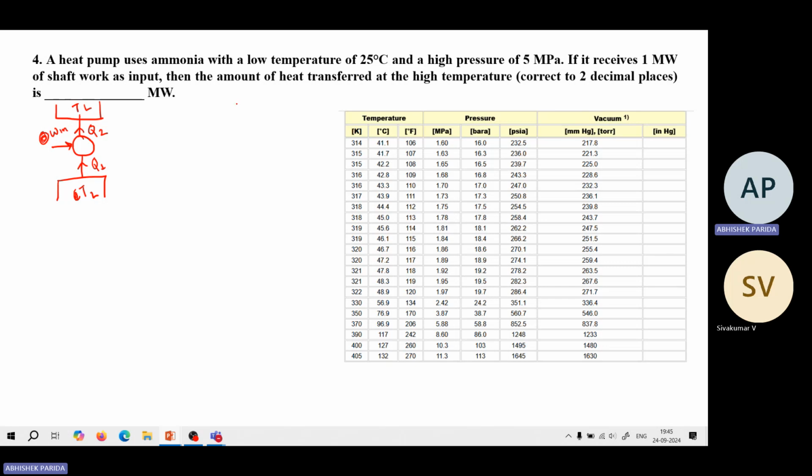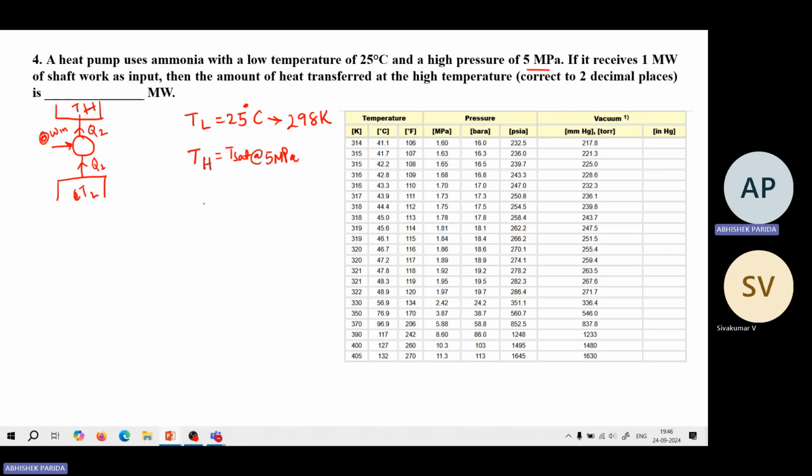So first of all, what are the things given? The low temperature is given, that is TL is 25 degrees Celsius. Whenever handling Carnot cycle formulas, always convert it into Kelvin. So it will be 298 Kelvin. Then TH, we don't know the TH value. But as we are handling ammonia, TH can be thought of as the saturation temperature at the high pressure, that is 5 megapascal. So TH is the Tsat at 5 megapascal.